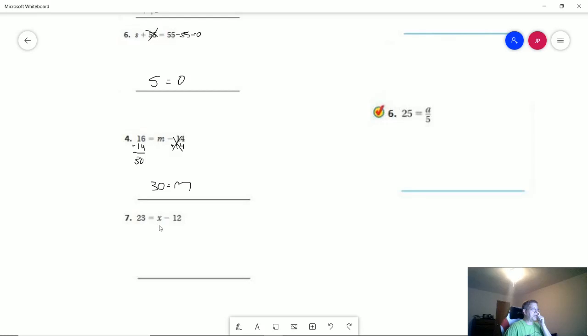And for this one, we could do the exact same thing. We would add 12 to both sides, which is going to make this side cancel out. And then we would end up with 35 being our value for x.